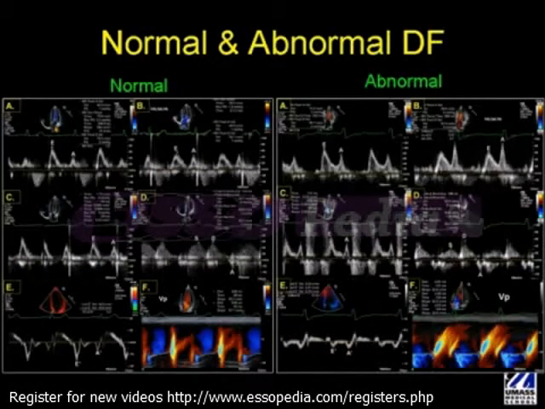And lastly, the color M mode. See how the color M mode propagation in F in the normal example is upright. The steeper that is, or the more upright that is, the more normal the diastolic function is, or the relaxation is. But look off to the right, you see that there's a very significant slope to the M mode, indicating severe relaxation abnormalities.